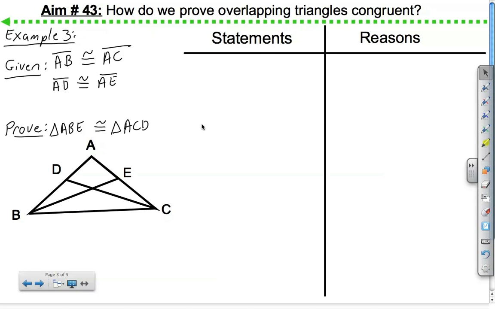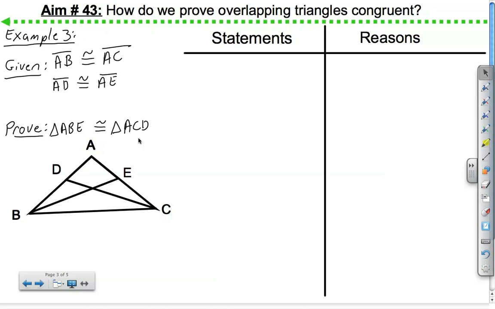Alright, let's take a look at another example here. So we have AB congruent to AC, AD congruent to AE. We have to prove triangle ABE congruent to triangle ACD. So let's see where these triangles are. Triangle ABE is this little triangle right here. And triangle ACD is this little triangle right here.